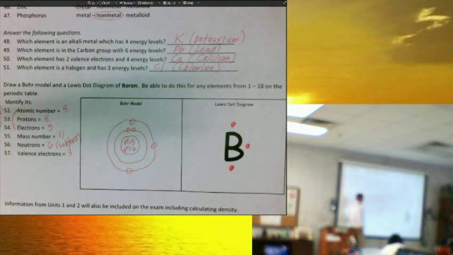Boron is in 3A. So how many valence electrons does it have? So you write P equals 5, N equals 6. The first shell can have how many electrons? 2. We needed 5, so there was 3 in the outer shell. Please notice, what does it say at the very bottom of the sheet? Information also needs to be included on the report.